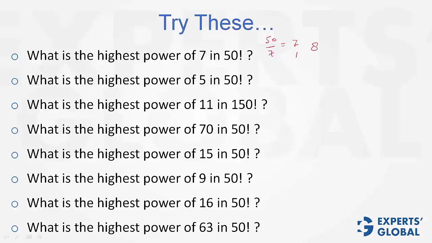Next, 5 in 50 factorial. 50 divided by 5 is 10. Then 10 divided by 5 is 2 more. Overall, 10 plus 2. The answer is 12.